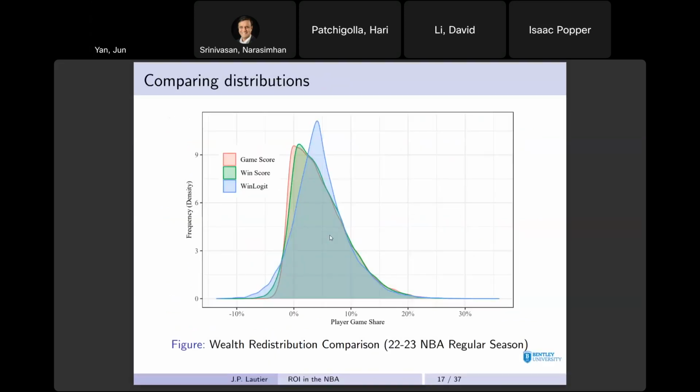So I'm looking at the 2022-2023 NBA regular season. First thing here is just what does the distribution of these different credit models look like? The win logic, that's blue. You can see it's symmetric. You can see they all have the same mean. They all have the same standard deviation. So that 1 over m bar, they're all standardized that way. But how they're distributed based on credit is different depending on the model. Win score, game score, a little bit more right skewed. Win logic, more symmetric. Again, same mean, same standard deviation.